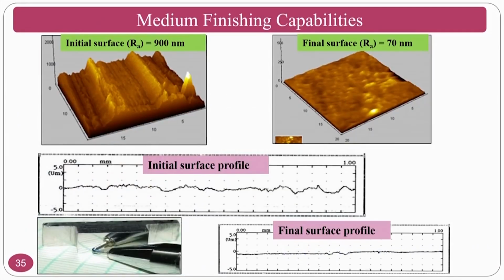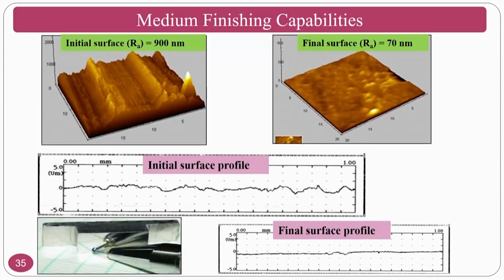So, you can see the surface roughness. As I said, initial surface roughness is always important to understand in order to get the nano surface finish in later cases. Initial surface roughness is 900 nanometers and the final surface roughness is 70 nanometers. Looking at the initial profile and the final profile, you can see the mirror image of the pen tip in the workpiece. This is how you are going to finish these particular components.